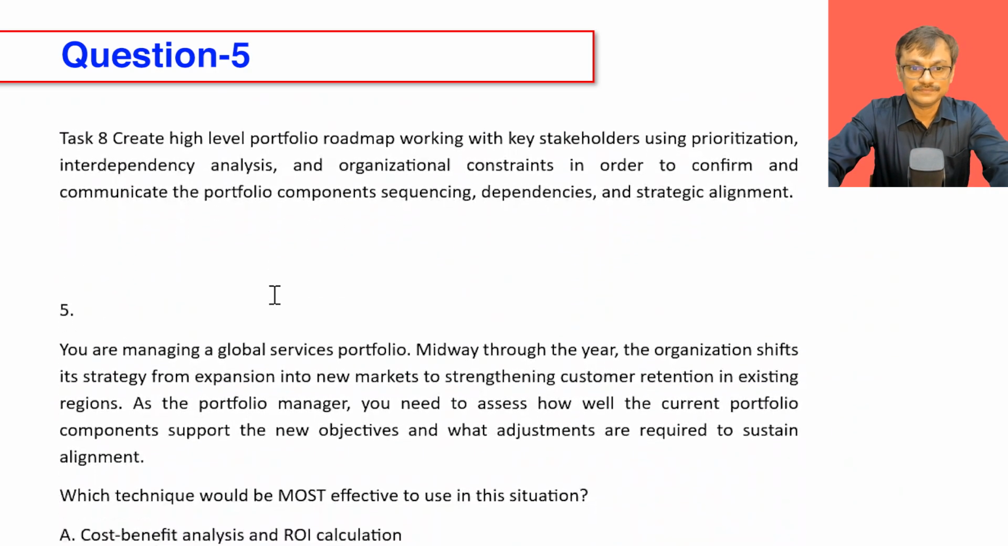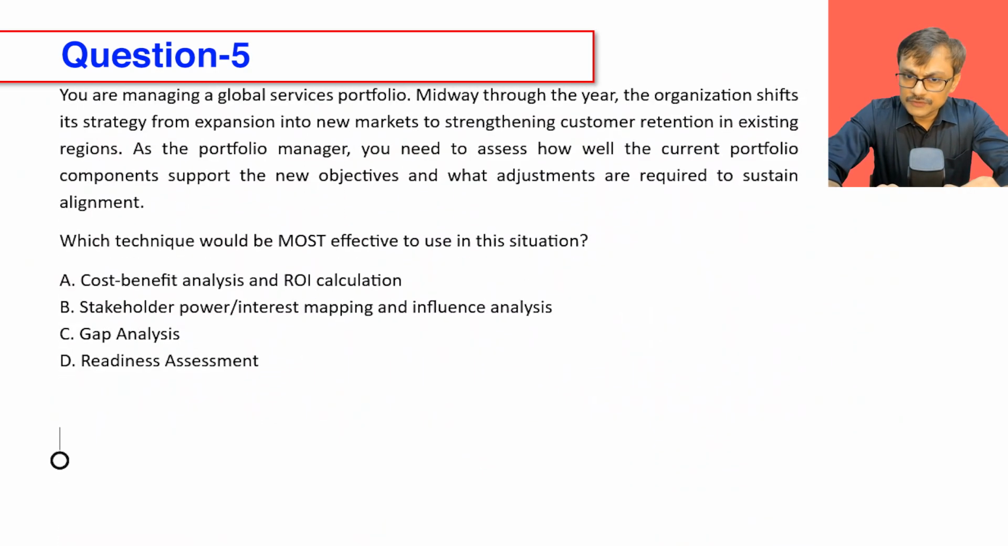Question number 5. You are managing a global service portfolio. Midway through the year, the organization shifted strategy from expansion into a new market to strengthening customer retention in the existing region. Okay, so we were thinking of entering a new market. Now we are focusing on let's build a better customer relationship. As the portfolio manager, you need to assess how well the current portfolio components support the new objective and what adjustments are required to sustain alignment. Which technique would be most effective to use in this particular situation?